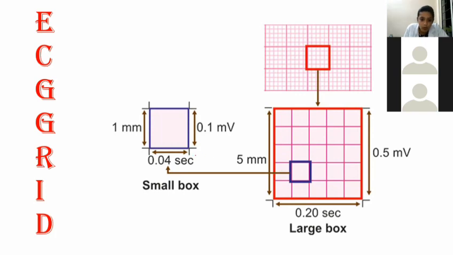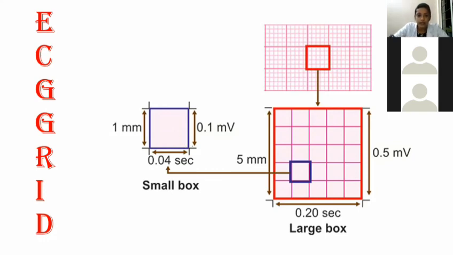You can see a small box here in which the time is recorded as 0.04 seconds, voltage is 0.1 mV, and it is 1 mm in length. You should have an idea about this, because in the interpretation of the ECG, each waveform has its own length and time period. So for good interpretation, we should know about the time periods.